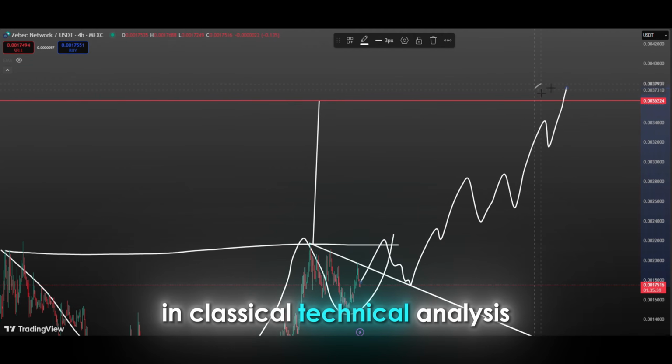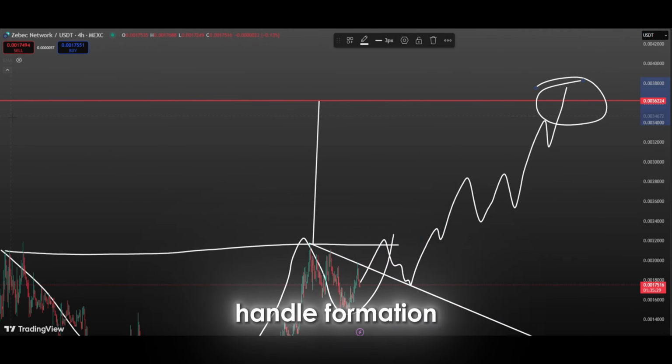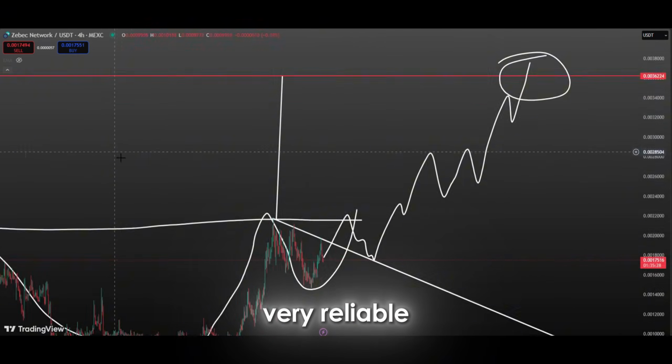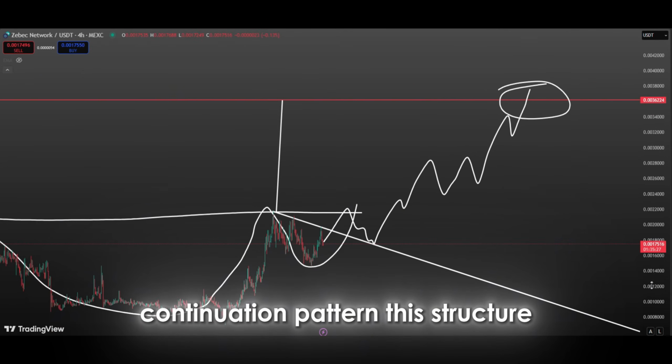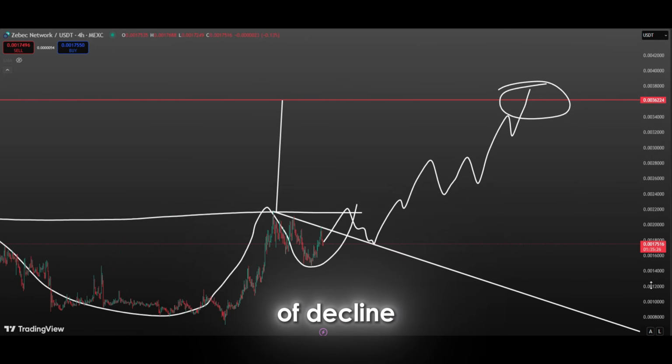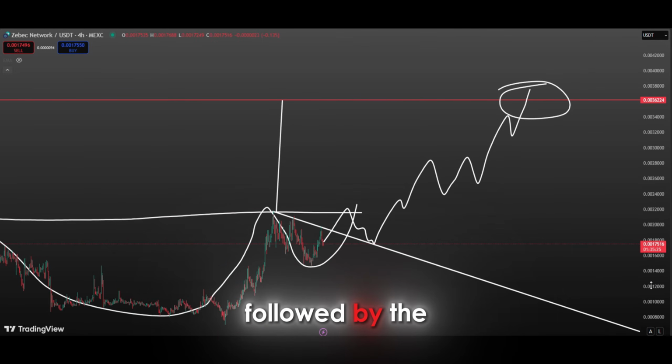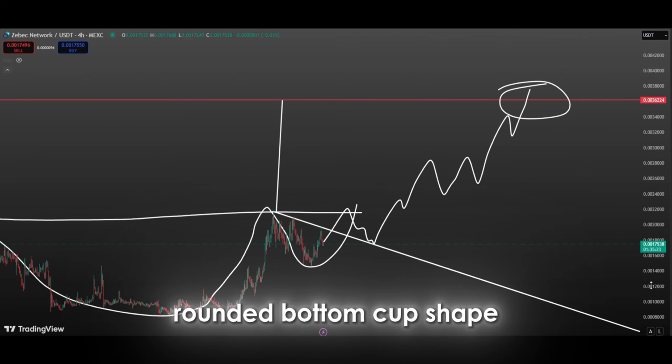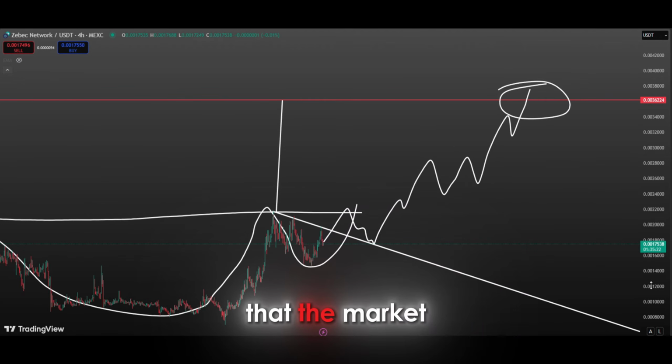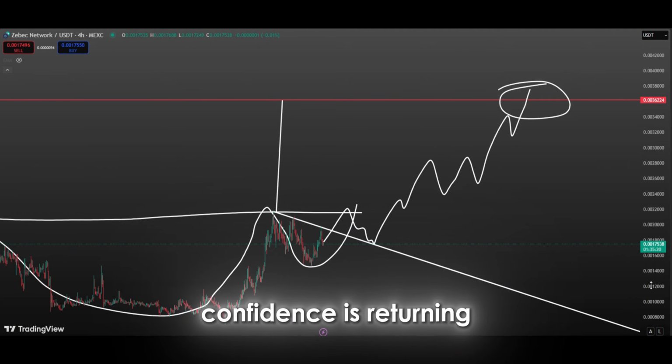In classical technical analysis, the cup and handle formation is considered a very reliable continuation pattern. This structure typically begins with a long period of decline or sideways movement, followed by the formation of a rounded bottom cup shape. This cup indicates that the market has likely left its bottom behind and that investor confidence is returning.